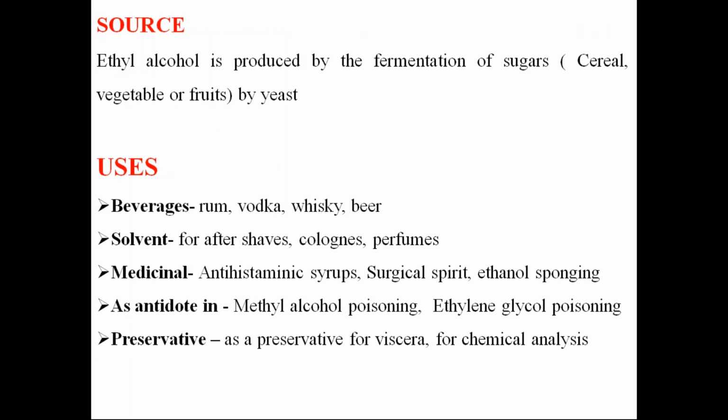So what is the source of alcohol? Ethyl alcohol is produced by fermentation of sugars. So ethanol is produced by the fermentation of sugars by the yeast, and the sugars we get are from cereals, vegetables and fruits.